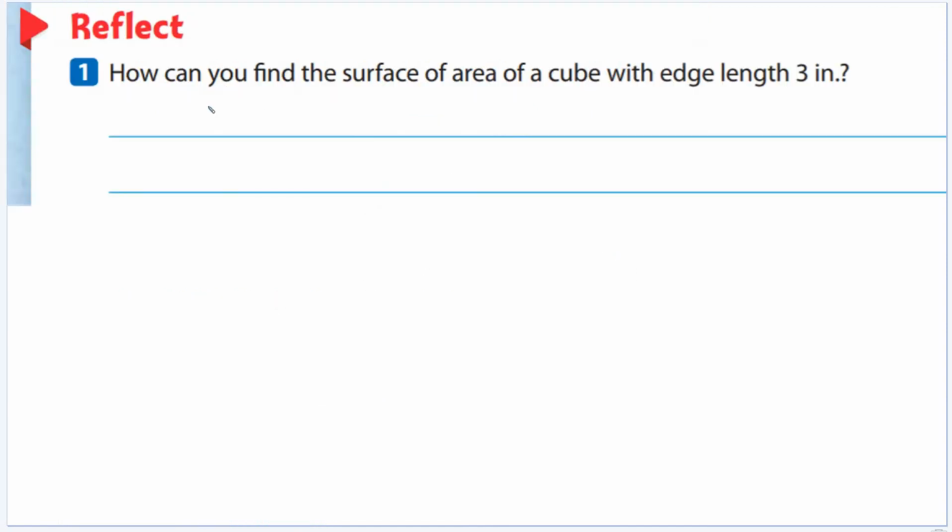Okay, and here's an example where the width, height, and length are. Let's reflect. How can you find the surface area of a cube with edge length 3 inches? Think about that. A cube. What I would do, again, I would pause this video, I would see if I can solve that, and then when you unpause, we will go over the answer. Remember, a cube. What is a cube? What I would do again is I would draw this figure, or draw a cube.